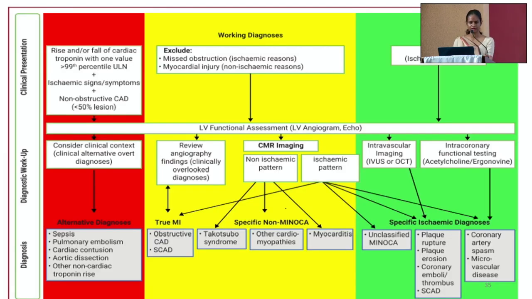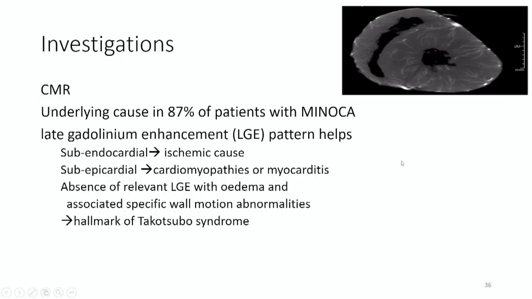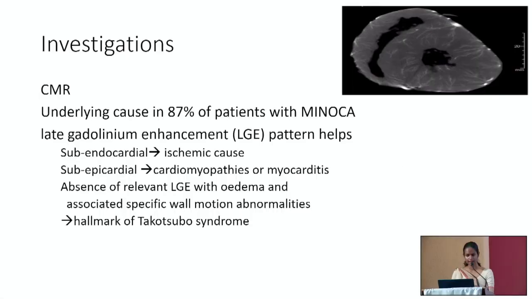So this is the traffic light sequence of evaluating MINOCA. We have to stop and think about the other causes, the alternative diagnoses for elevated troponin. Then we have to look for the missed obstruction or myocardial injuries. And when we diagnose MINOCA, we have to look at the large arteries, small arteries, vasospasms, and we can do the thrombophilia screen. So during this process, the cardiac MRI helps a lot.